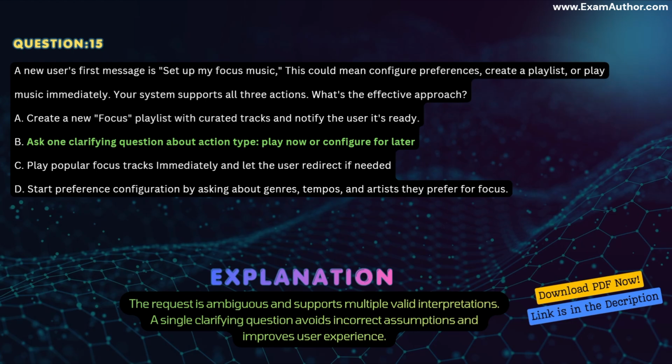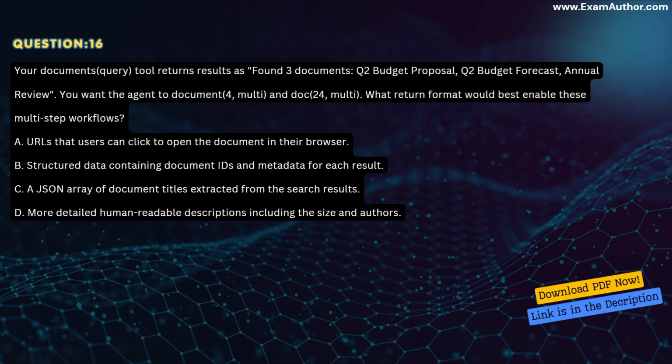A single clarifying question avoids incorrect assumptions and improves user experience. Question 16. Your documents query tool returns results as: found 3 documents, Q2 budget proposal, Q2 budget forecast, annual review. You want the agent to chain multi-step workflows. What return format would best enable these multi-step workflows?